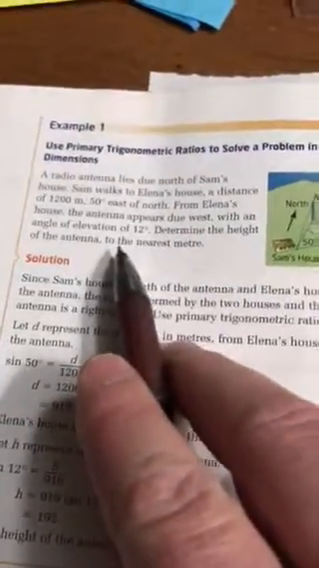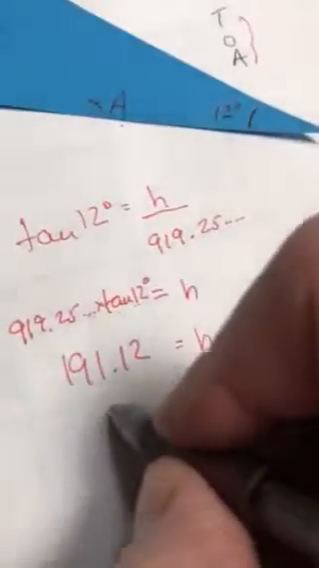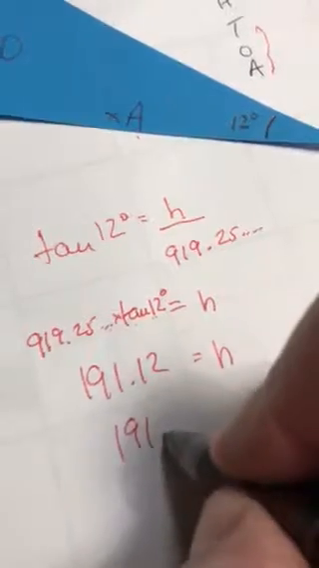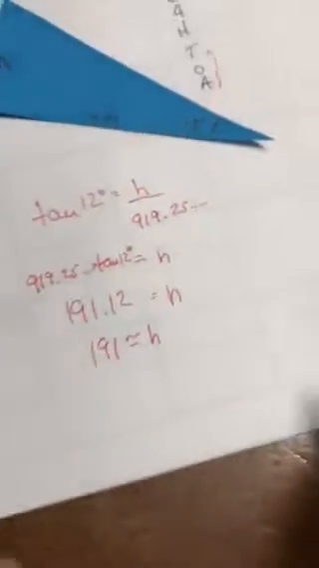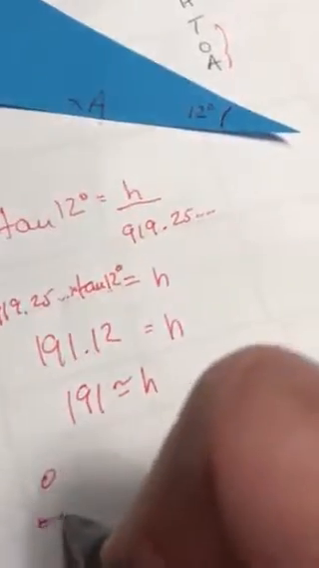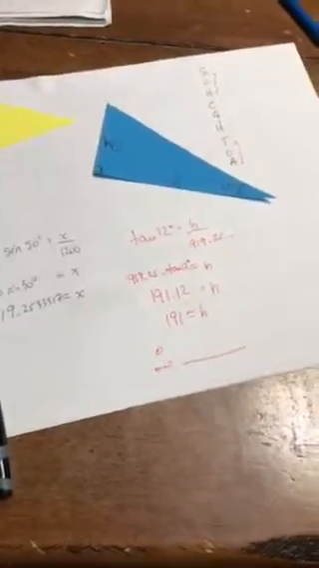Take a quick look back at our question. Determine the height of the antenna to the nearest meter. So, therefore, I'm looking at approximately 191. Okay. Therefore, statement. You can write that on your own. Therefore, the height of the antenna is 191 meters.